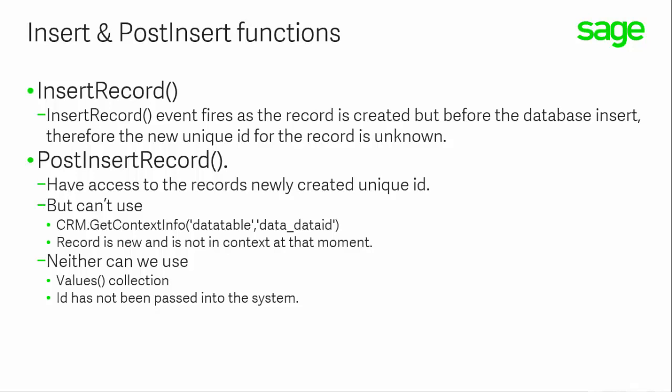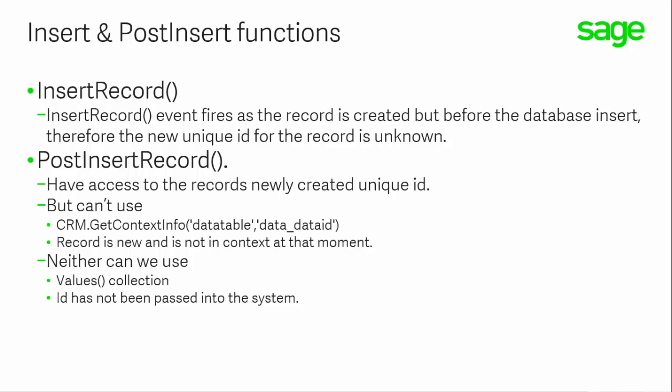Some other mechanisms that we have to think about are the InsertRecord and PostInsertRecord event functions. There are two insert event functions available to you within table and entity level scripts. InsertRecord is really only useful for our entity level scripts. This event fires as the record is created, but before the database insert. Therefore, the new unique ID for the record is unknown, but because it takes place before the database insert, this is very much where you can use it for the rollbacks for the entity level scripts.